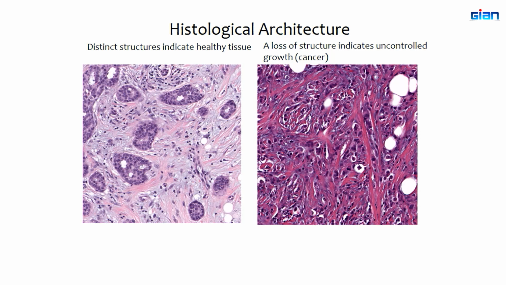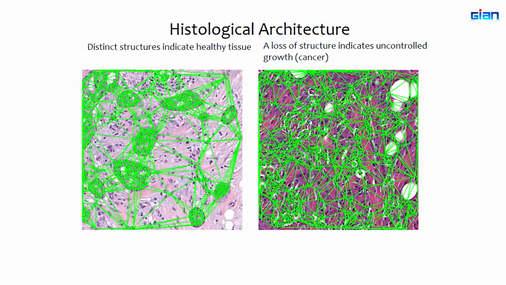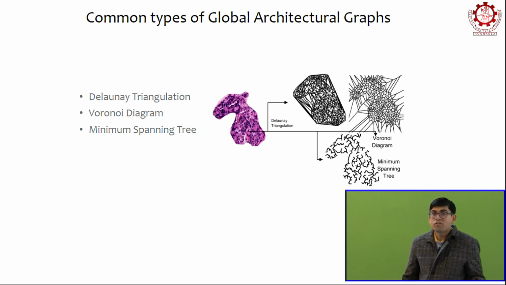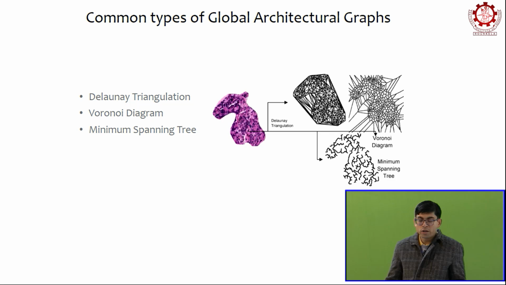Now, if we compute graph-based features, you see that for the healthy tissue, on the left, you have more well-defined structures as compared to the cancer tissue, where you have a loss in structure, right. The differences in structure can then be quantified and used to decide whether a tissue is cancerous or not. There are different kinds of architectural graphs that can be extracted: Delaunay triangulation, Voronoi diagram, minimum spanning tree.